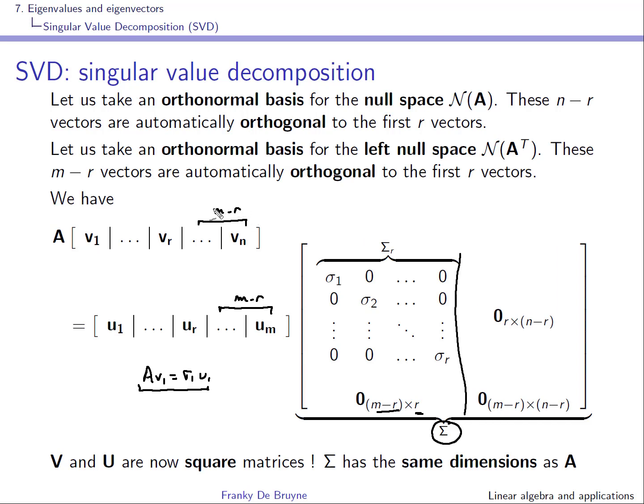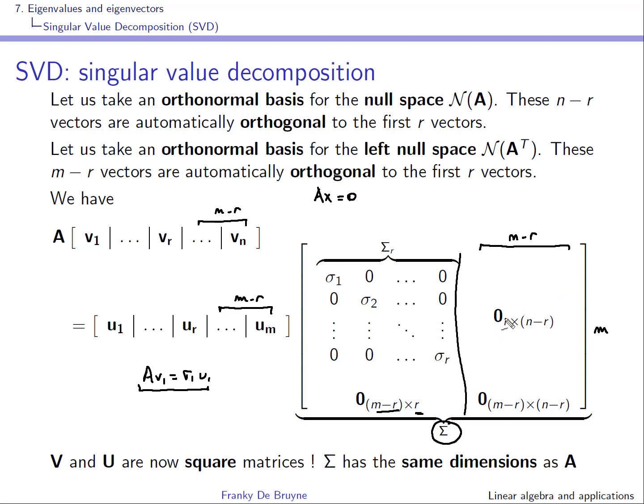Of course, we have also added n minus r columns over here, and we know that these vectors that we've added are such that Ax is equal to 0. So we need to add here a matrix that contains zeros. It must have n minus r columns, right? And since we have m rows here, we need to have m rows over here to be compatible.